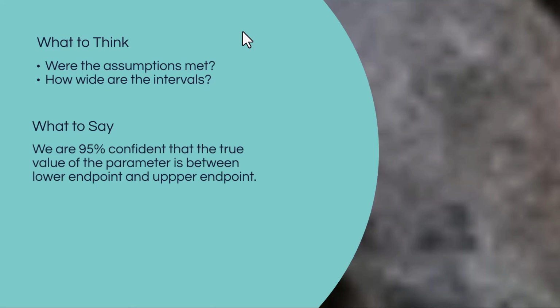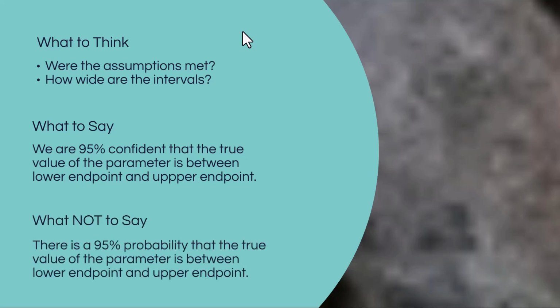The other thing we want to look at, this is important whether you're reading how someone else is talking about their confidence intervals or if you're describing your own. The sentence we use is, we are 95% confident that the true value of the parameter is between lower endpoint number and upper endpoint number. What we don't say is there is a 95% probability that the true value of the parameter is between the lower endpoint and the upper endpoint. And I'm going to show you a picture of why this 95% probability statement is not true.